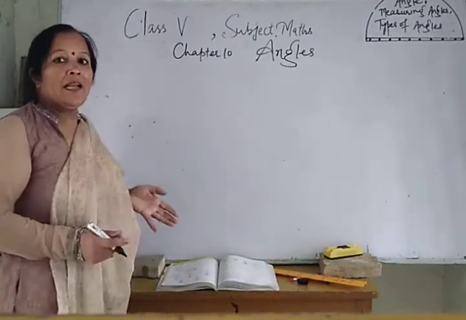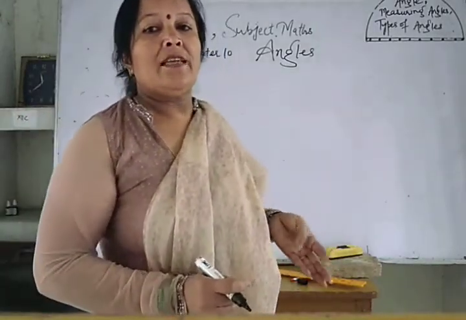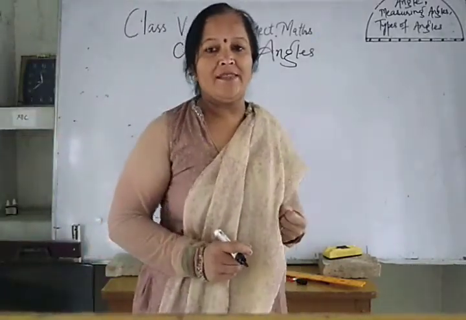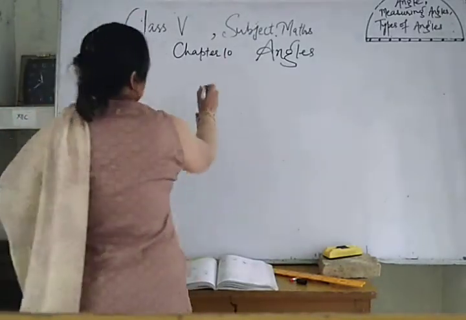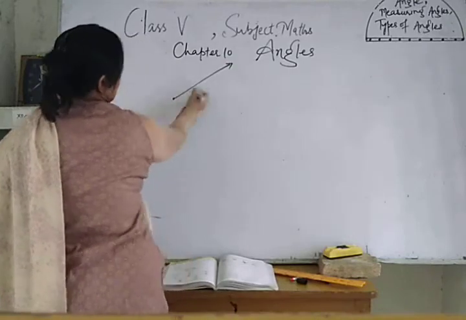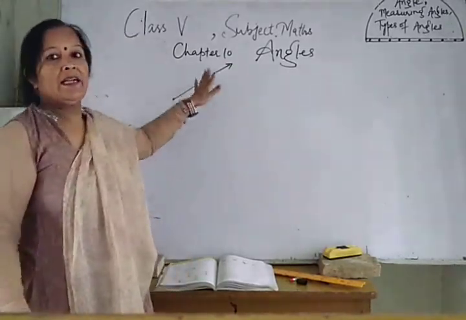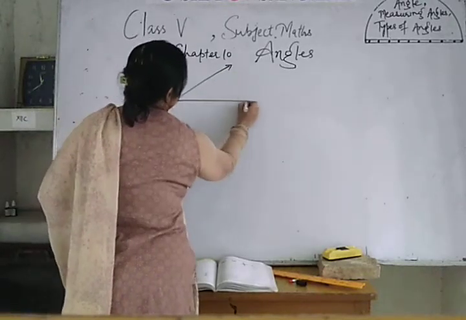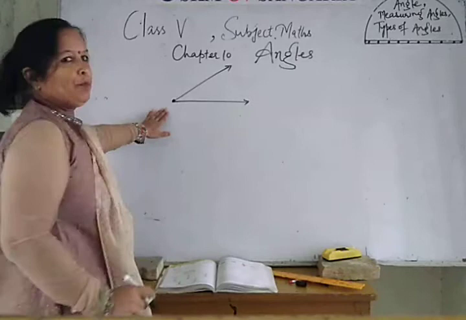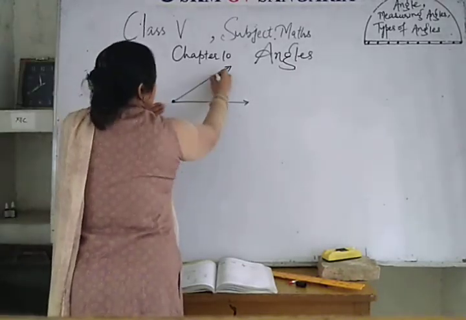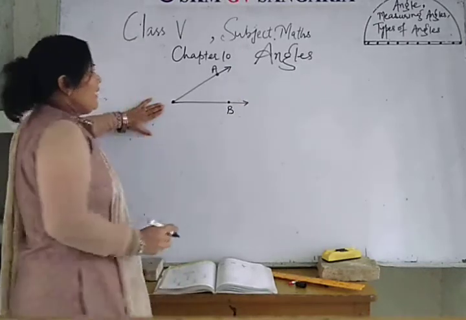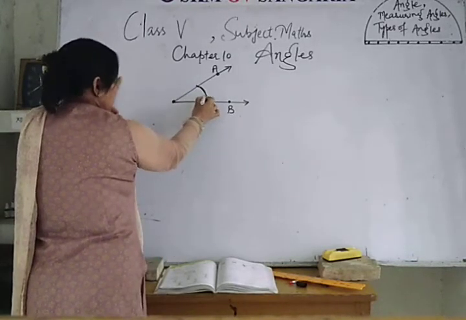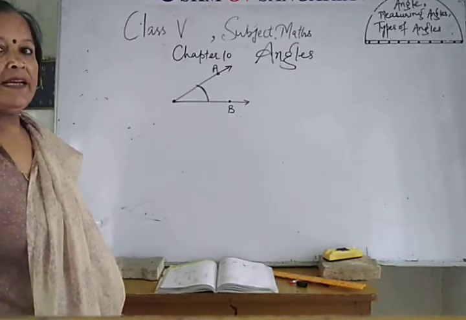You have learned in earlier classes about line segment and ray. So an angle is made up of rays. A ray has one initial point and extends endlessly in one direction, and this is one ray and this is another ray, meeting each other at a point. This is one ray and this is the other ray, OA and OB. When two rays meet each other at a point, then an angle is formed.